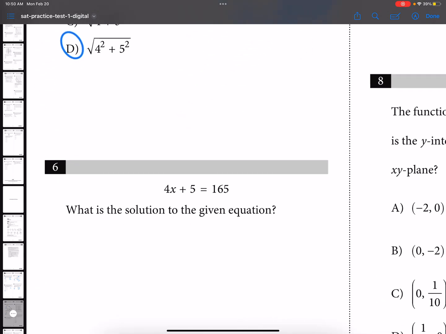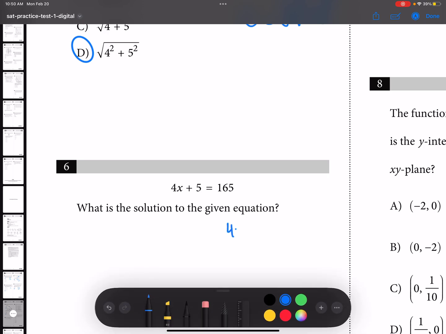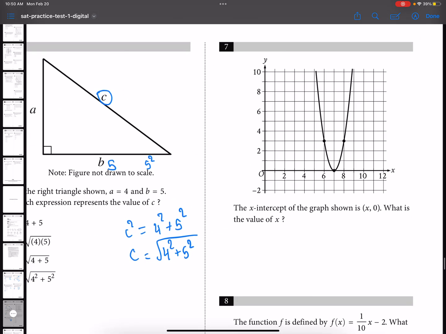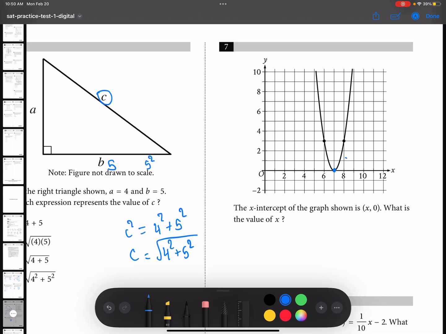All right, number 6, what is the solution to the given equation? 4x is equal to 165 minus 5. We're taking the 5 to the other side, so 4x is equal to 160, which means x is equal to 40. So that's our answer. Next, number 7. The x-intercept of the graph is shown as x, 0. What is the x value? So here, this is our x-intercept. And for the x-intercept, the x value we don't know, but we do know that y is always 0. So if we see here, it's exactly at 7. So that means the point would be 7, 0, and that means x is equal to 7.